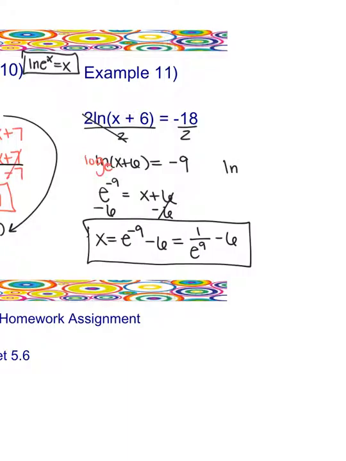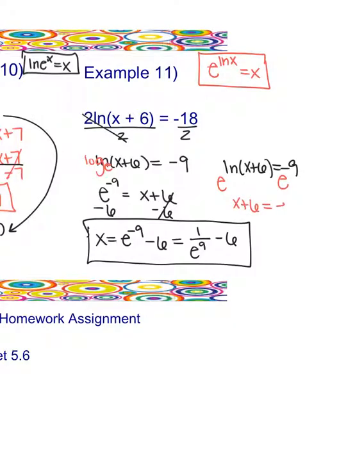So here, when you have the natural log of x plus 6 equals negative 9, if you want to use the property, remember you've got e raised to the natural log of x equals x. So I could have just raised everything using an e if I wanted to. That would have given me x plus 6 on the left-hand side equals e to the negative 9. Now, notice that's the same equation that I had here. So therefore, this will have the same solution.